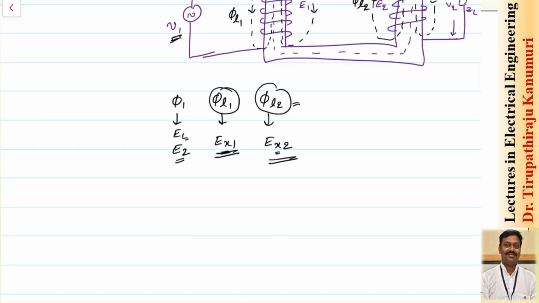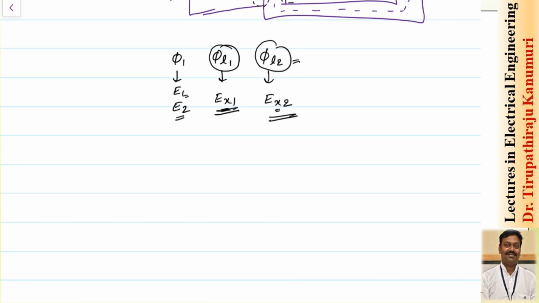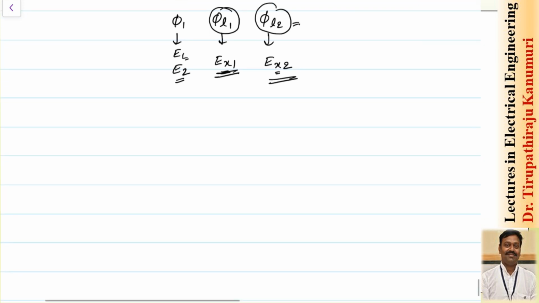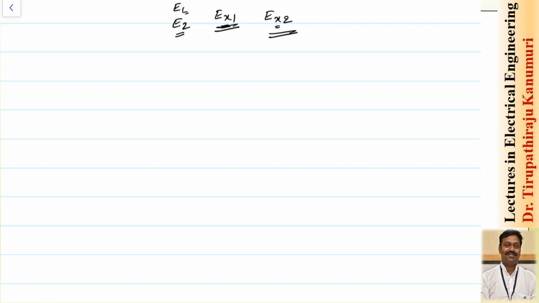That's why these are called leakage fluxes, and the EMF induced because of them is called the leakage EMF, or the corresponding reactance, because it can be represented by a reactance, that is called leakage reactance. So let us go back to what we have studied in the AC circuits.